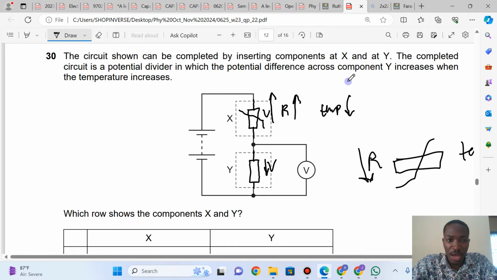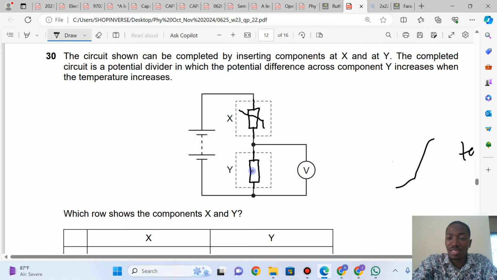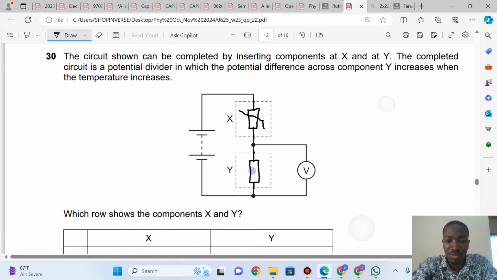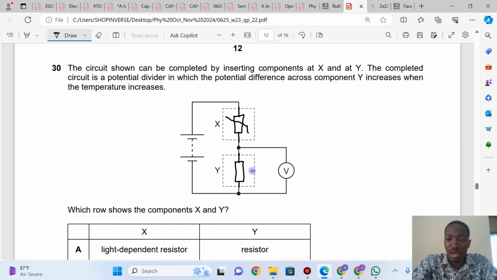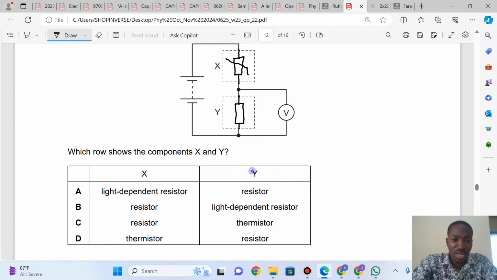Potential divider in which potential difference across component Y increases when temperature increases. And it's here. If temperature increases, potential difference there will be increasing. So that is the correct circuit combination, the correct circuit that accomplishes this purpose. So which components do you have on the circuit? X is a thermistor, Y is a resistor.